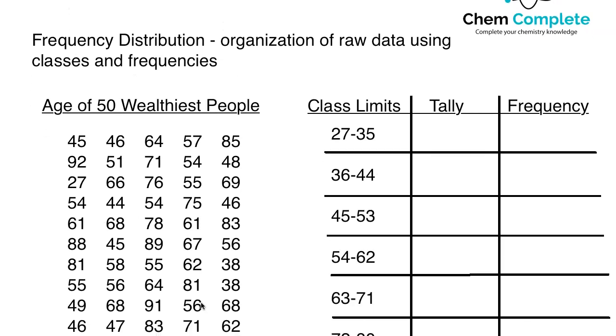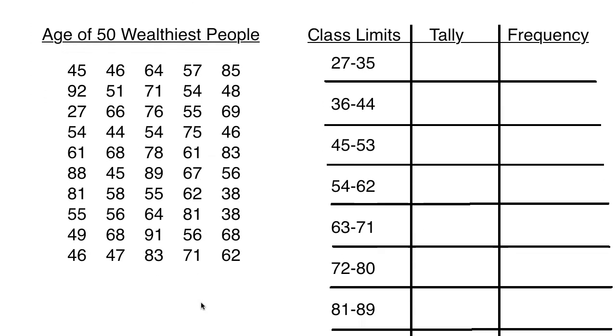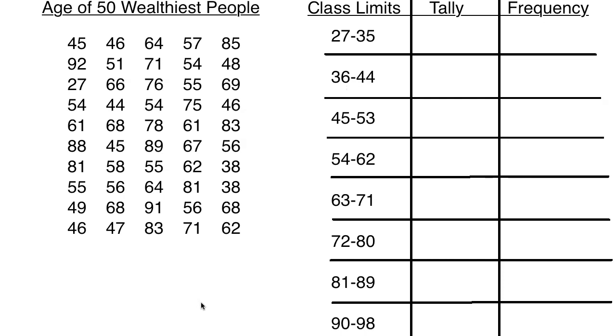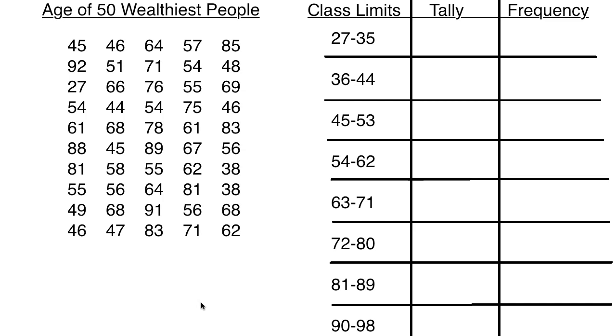So you can see in this example over on the left, I have the age of the 50 wealthiest people, and you can see the ages broken down there. There's a total of 50 data points. There's 10 rows and 5 columns with the data. Now, over to the right, you see where it says class limits, tally, and frequency. So this is how you would go about setting up a frequency distribution. And in this case, all of the class limits have already been predetermined. So I've put those in there.